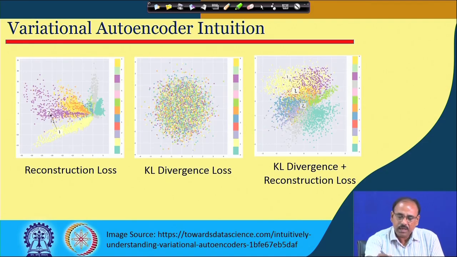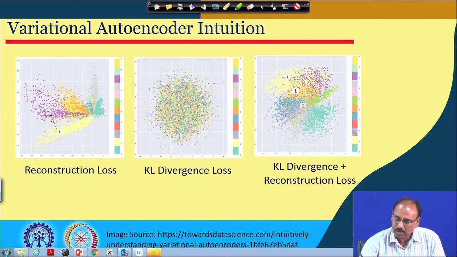So what is required in our case is what is given on the rightmost one, where you try to minimize the KL divergence and the reconstruction loss together. As a result, you get a compact distribution, whereas in every distribution, the identity of the data belonging to different classes is also maintained.